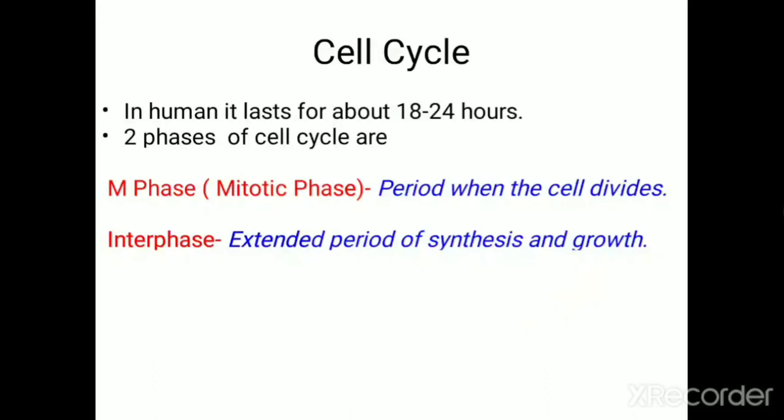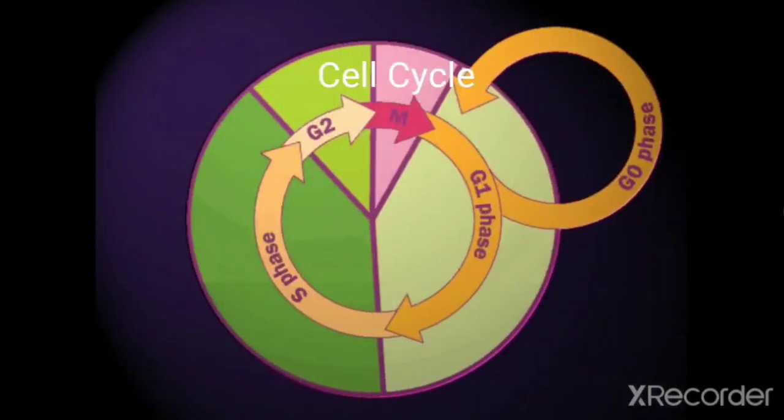Before going for cell division, the cell needs a sufficient amount of RNA, DNA, protein and cytoplasm. All these requirements are attained during this interphase. And this interphase is again divided into three phases: G1 phase, S phase and G2 phase. During this preparative stage the cell prepares for cell division, and during M phase the cell division occurs.